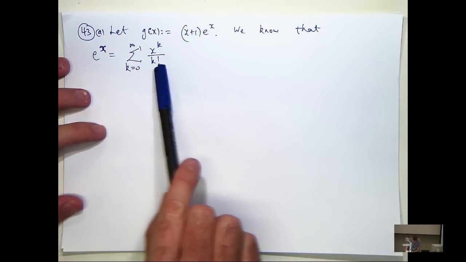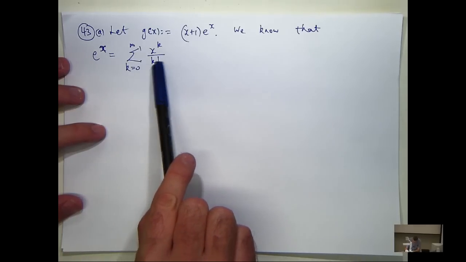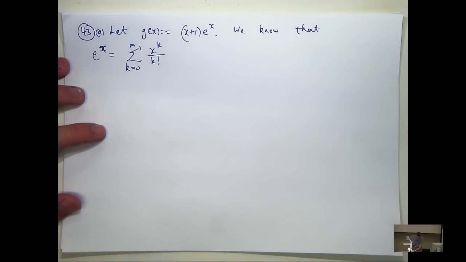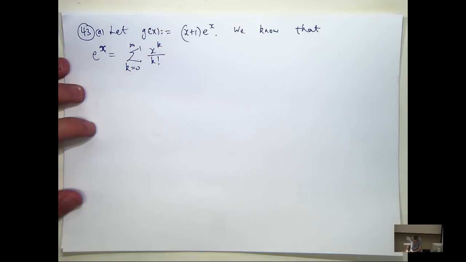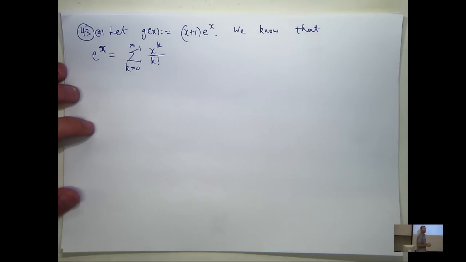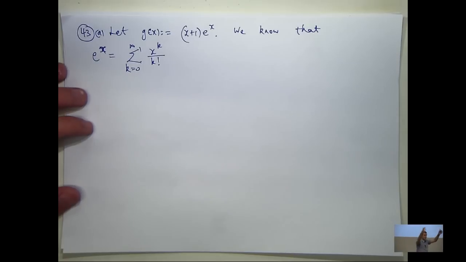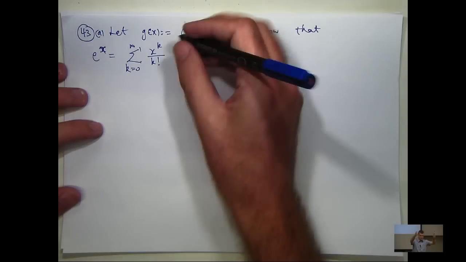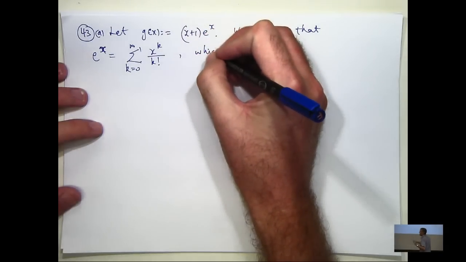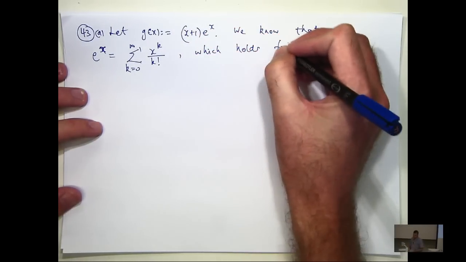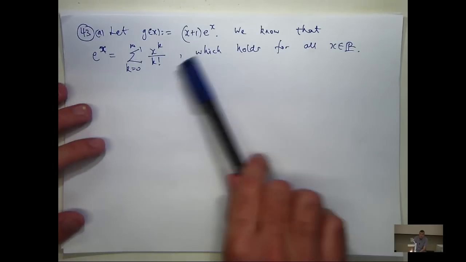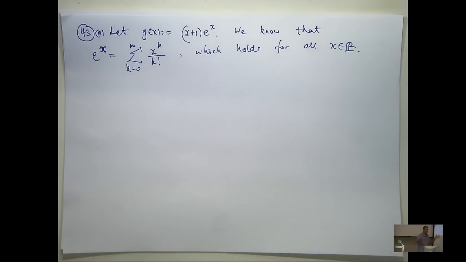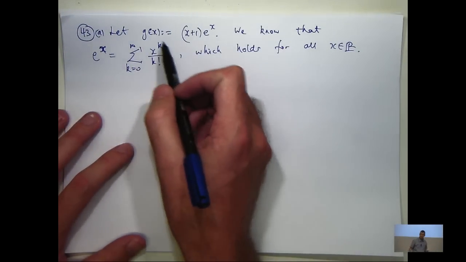Now, I've made a bit of a claim here that this function and this series are equal, right? But for what x values do we actually have equality here? For what x values does this series converge to this function? Anyone know? Well, all values of x, right? Okay. So you can verify that by using the ratio test.